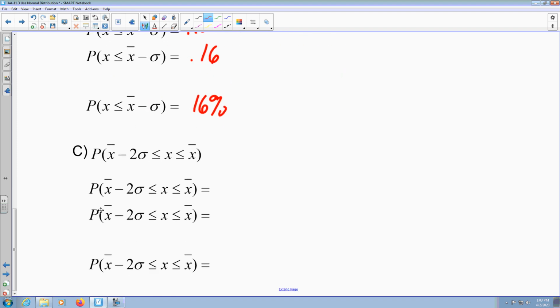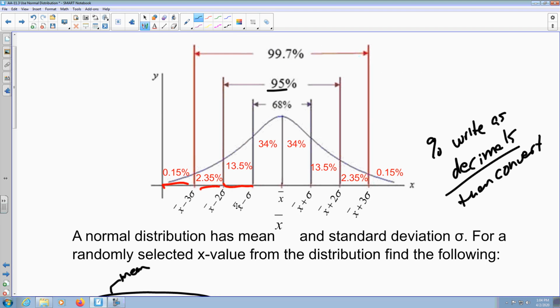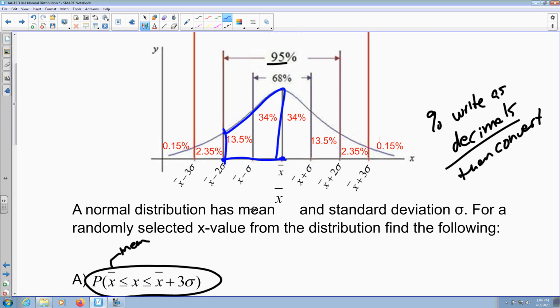Over here, in this example, they want you to find a piece of data x that is in between 2 times the standard deviation and the mean. So it's mean minus 2 times the standard deviation and the mean. So again, if I go over here, 2 times standard deviation is right there, mean is right there. This case is just two values. It's this right here. So it's 13 and a half and 34.